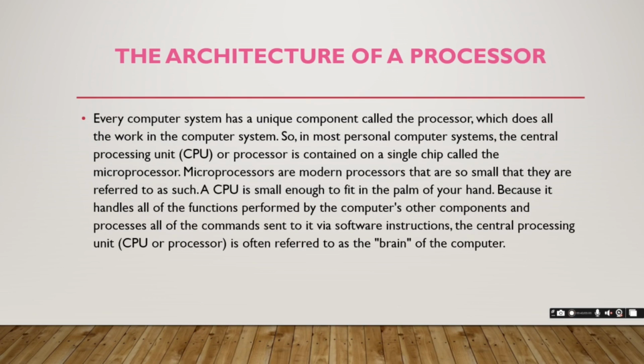A CPU is small enough to fit in the palm of your hand. Because it handles all of the functions performed by the computer, other components and processes all of the commands sent to it via software instructions. The central processing unit, CPU or processor, is often referred to as the brain of the computer.